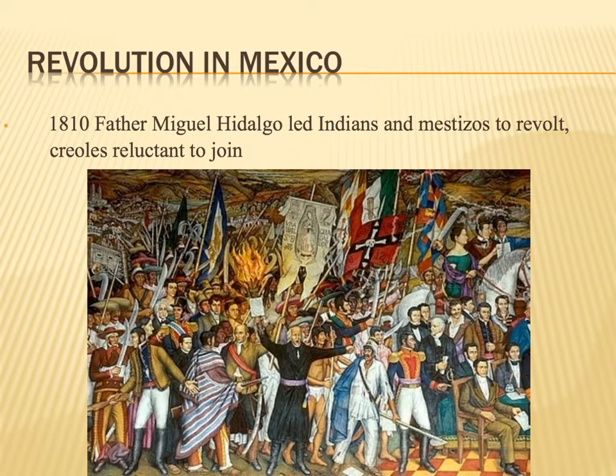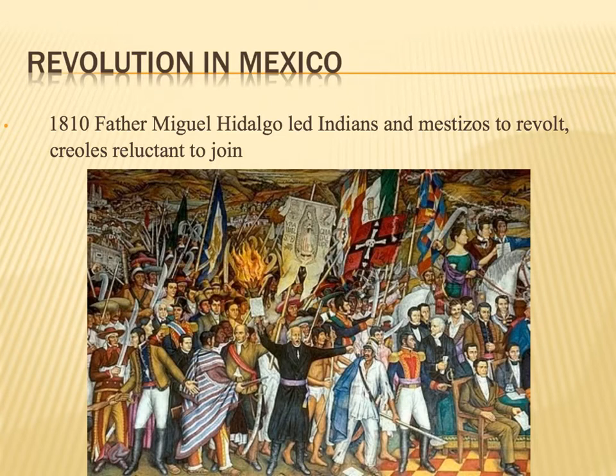All right, we're going to talk briefly about the revolution in Mexico. So the revolution in Mexico against Spanish rule started in 1810 when Father Miguel Hidalgo led Indians and mestizos to revolt. And this is a very famous painting of that. You can see Father Hidalgo in the middle in the black robe. And if you look at the people surrounding him, it's a pretty diverse group of people. Like if you look closely, we have people who look like they're a little bit more upper class. We have people that look like they're lower class. Right behind him, you see Native Americans. So there's all different groups of people.